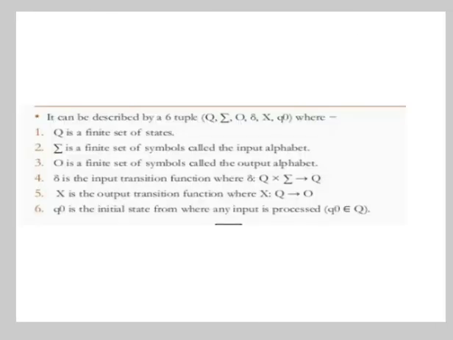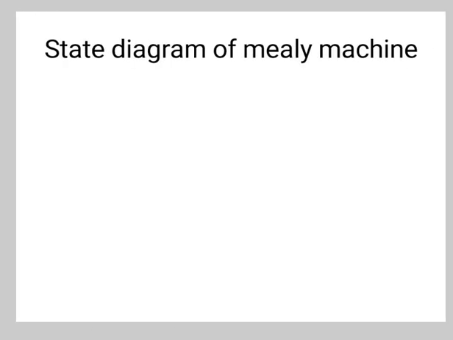So it can be described by a six-tuple. Q is a finite set of states, Sigma is a finite set of symbols called the input alphabet. The next is a finite set of symbols called the output alphabet O. Delta is the input transition function. The next is the output transition function. Then Q0 is the initial state from where any input is processed.